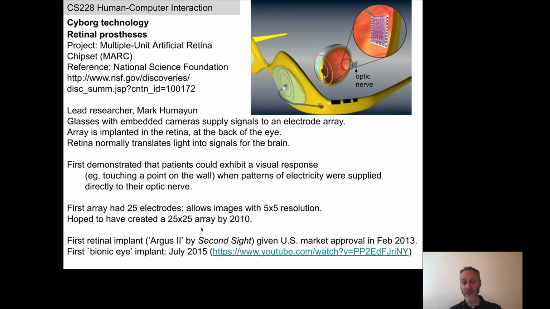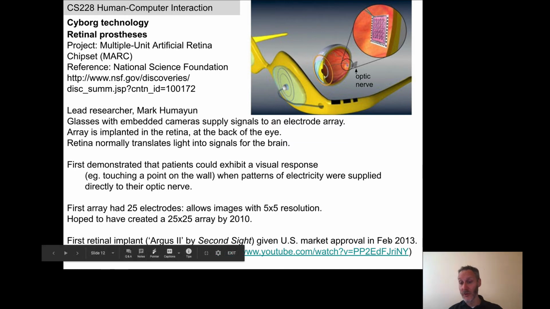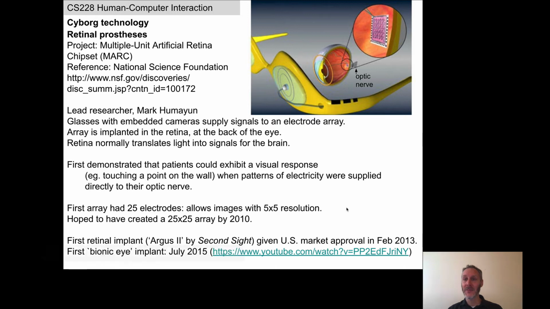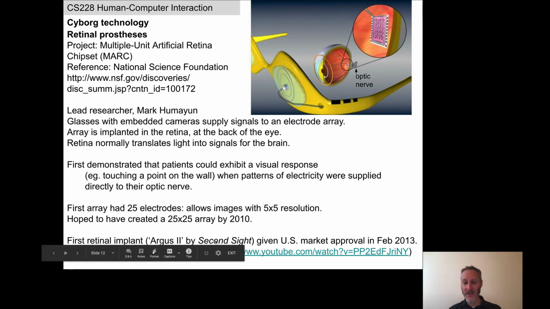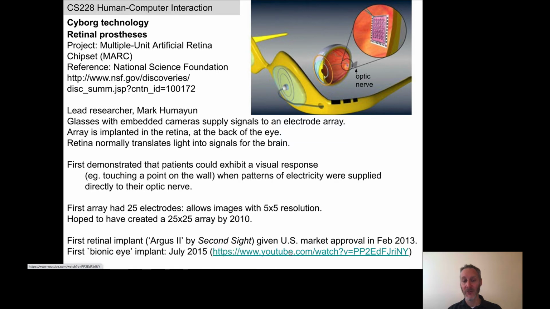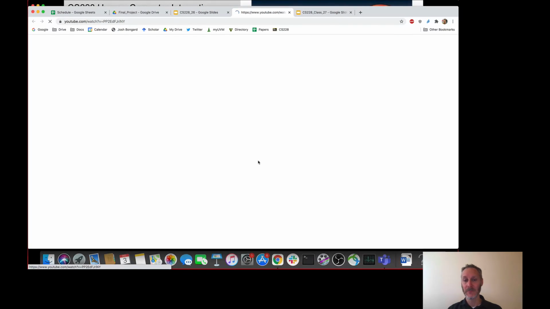The first retinal implant of this type was given U.S. market approval in February 2013. Again, the United Kingdom tends to have easier regulation with this. The first bionic eye implant was actually performed in the UK in 2015, and here's an example of one of those early successes.